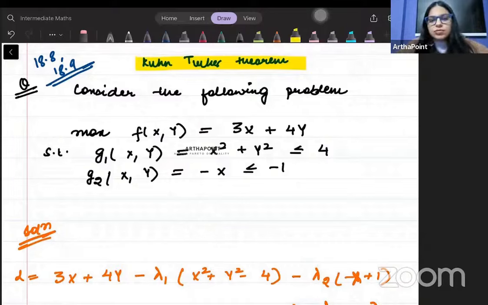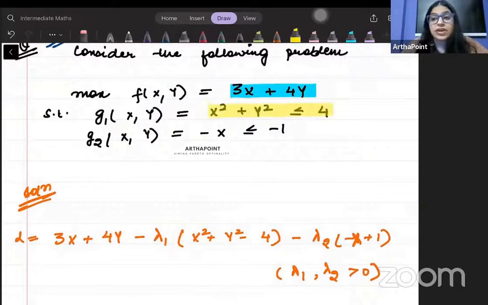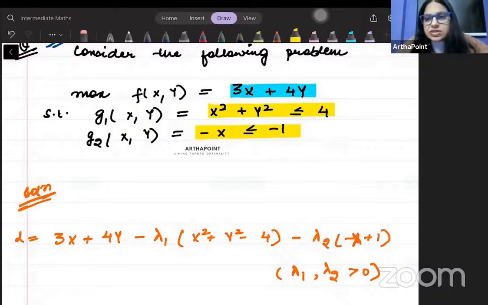So based on constrained optimization, we want to see how to solve this kind of question. Please read the question carefully. We are given a function, 3x plus 4y, and we are given two constraints. The first is x square plus y square less than or equal to 4. So it is based on non-linear constraints. And the second constraint given to us is minus x less than or equal to minus 1.